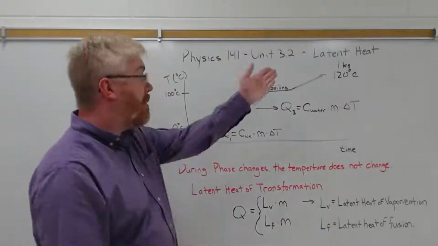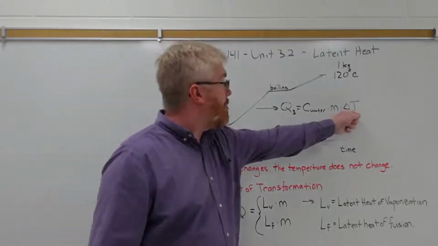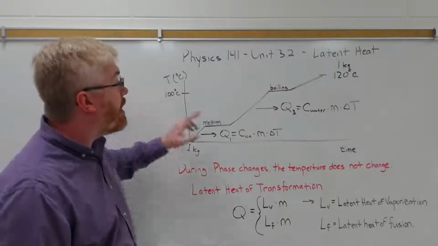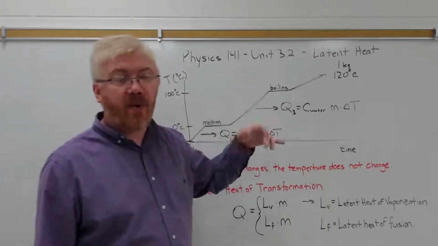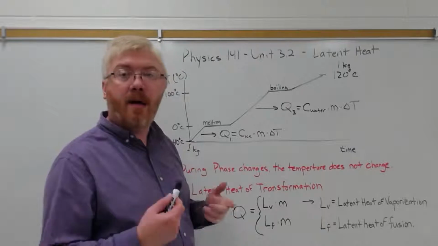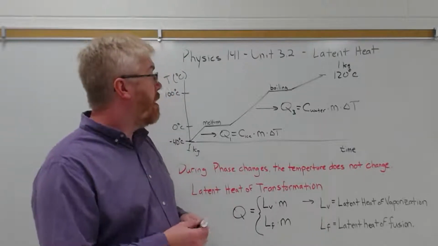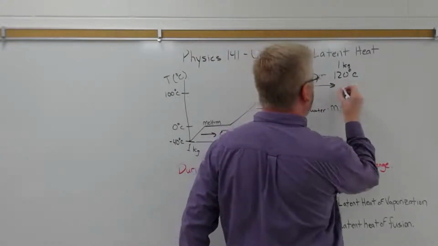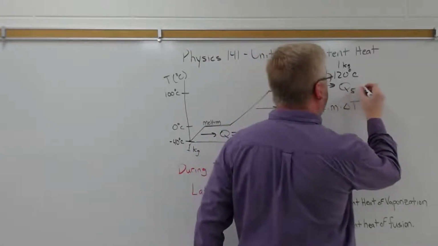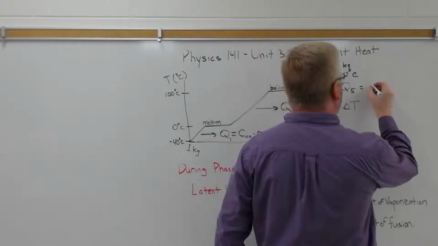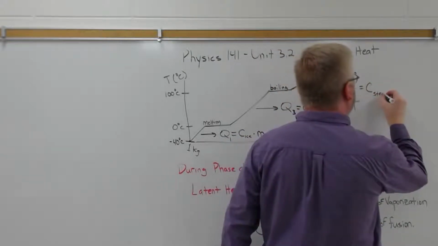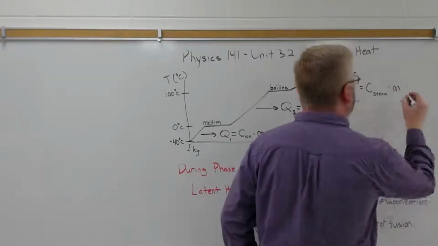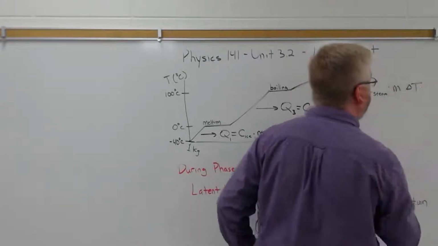The mass throughout is going to be a kilogram. The temperature change is 100 Celsius degrees, or 100 Kelvin. And we need to look up the specific heat of water, which again is 4190 joules per kilogram Kelvin. And then finally we can figure out this slope, Q5 I'll call it, which is equal to the specific heat of steam times the mass times the change in temperature.